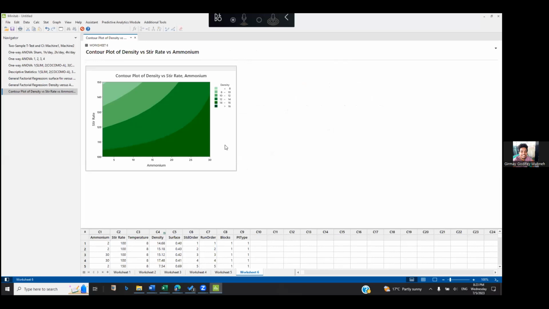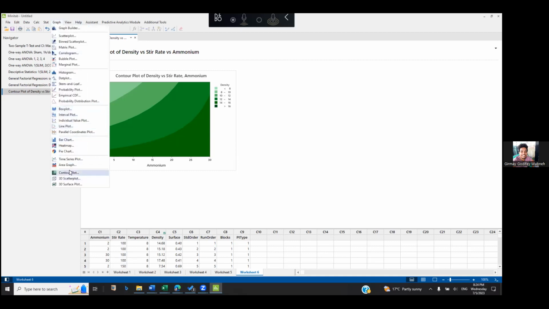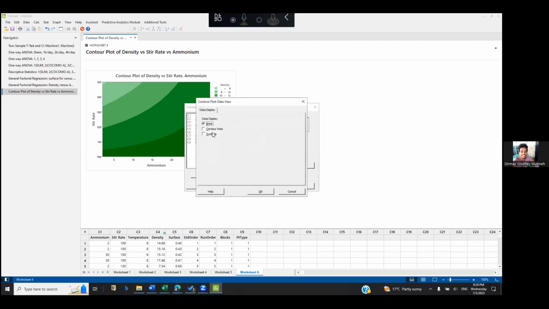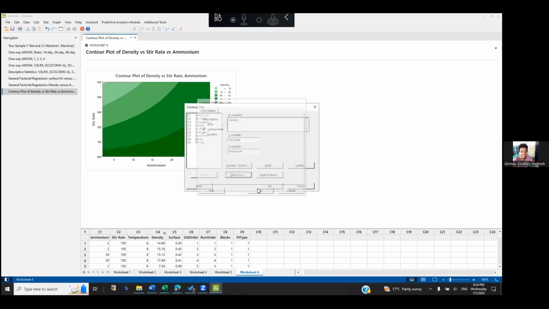For the conclusion, where the area is dark it means ammonium is high and stirring rate is low, giving high density. The dark area is where the density is high. In the legend, this means a combination of high ammonium percentage and stirring rate gives high density. That is the conclusion from the contour plot.